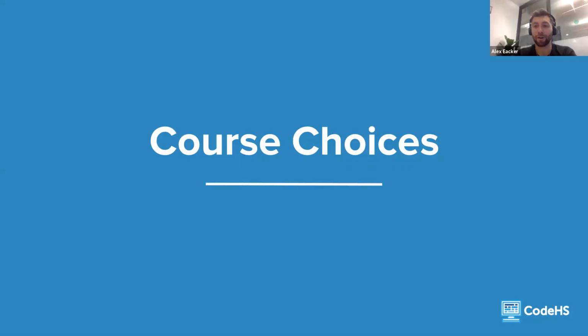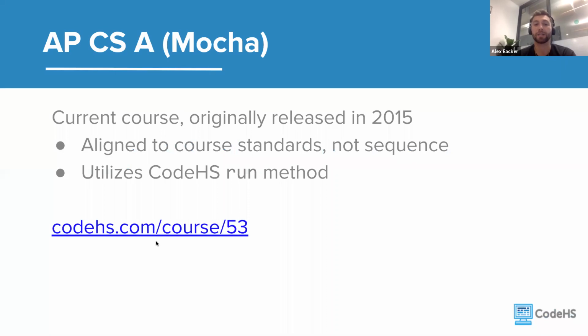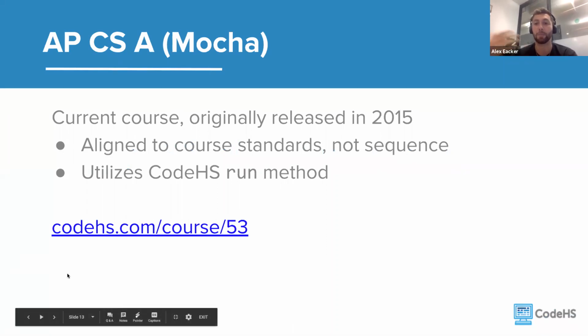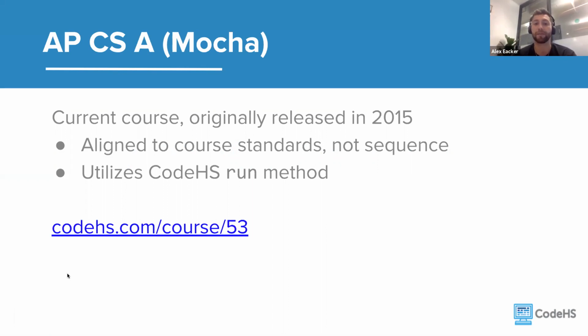All right, so we're going to talk a little bit about the different course choices now. As Evelyn had mentioned, there have been some changes to the unit pacing. As a result, we are creating a brand new course that is aligned to the new College Board pacing structure. So the current course that we have on the site is the APCSA Mocha course. This is the course that was originally released in 2015.